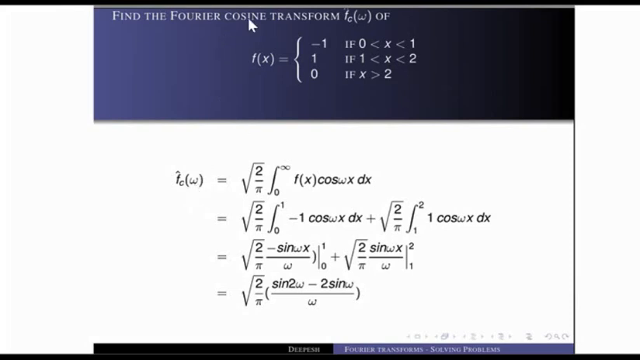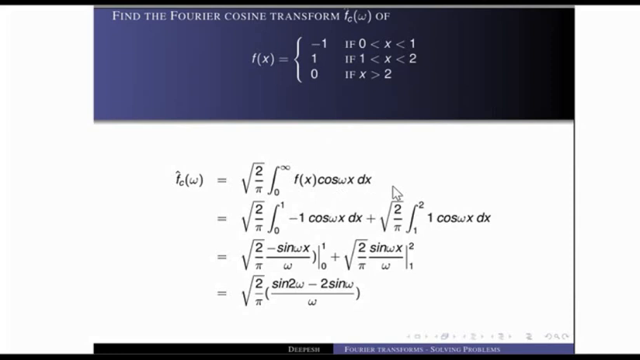Fc cap omega, which is the cosine transform, is defined as root of 2 by pi integral 0 to infinity f of x into cos omega x dx. This is the formula which we have seen in the last slide. Now you need to specify what f of x is, and f of x is minus 1 from 0 to 1. So you need to integrate from 0 to 1.